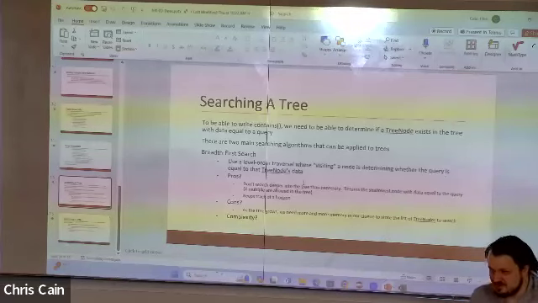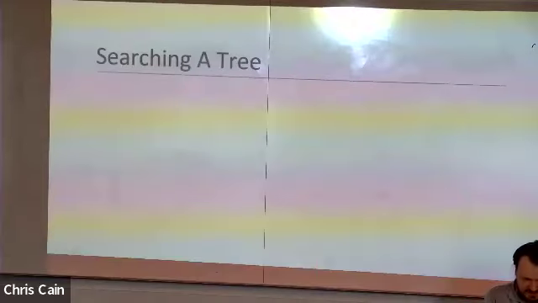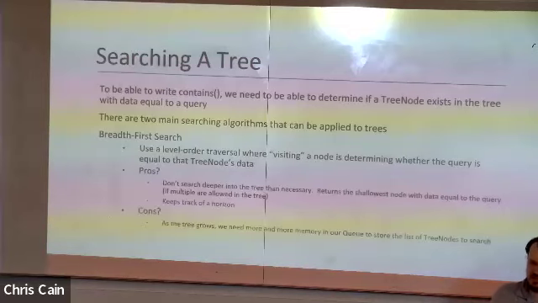Last we talked about the first of two searches for trees, the breadth first search. And we got all the way through talking about the pros and cons of breadth first search. As a recap, breadth first search is using level order traversal. It's going through the tree at level 0, which is just the root, and then level 1, which is the children of the root, and level 2, etc., all the way down the tree.